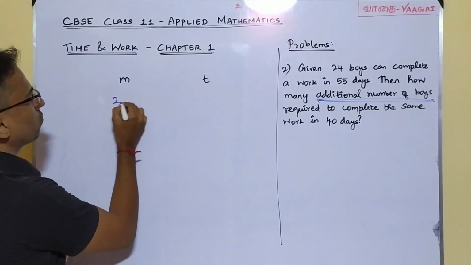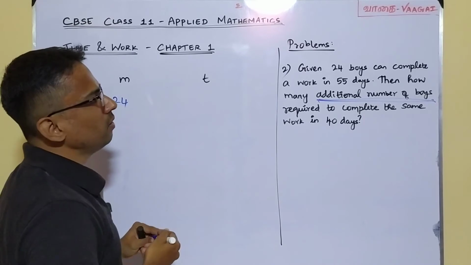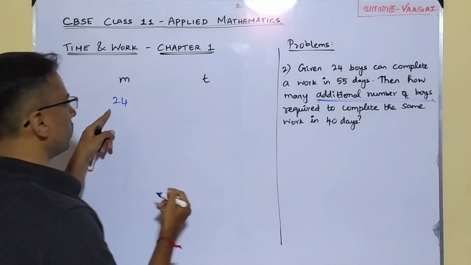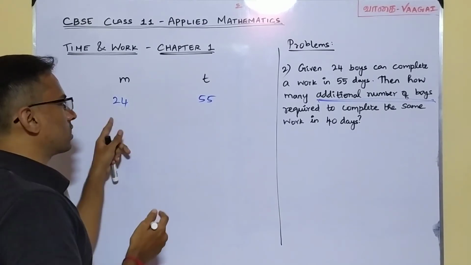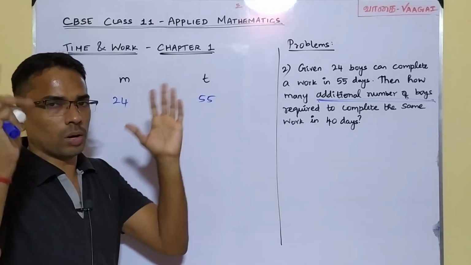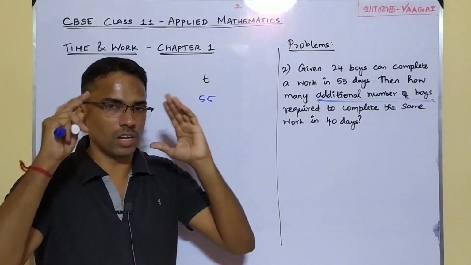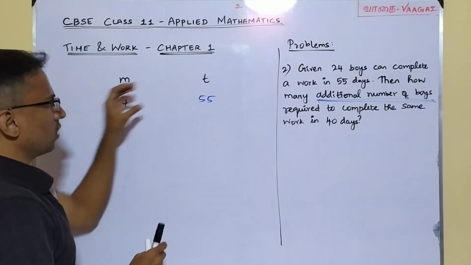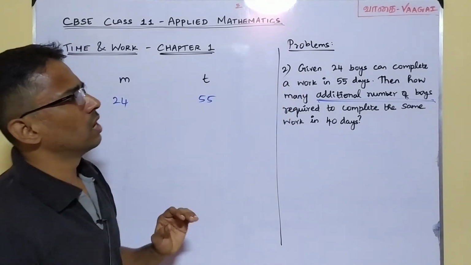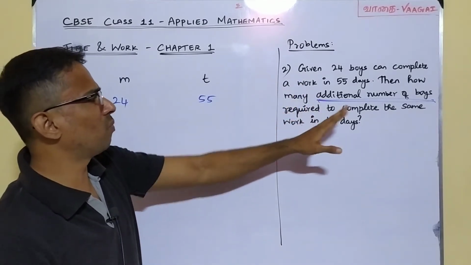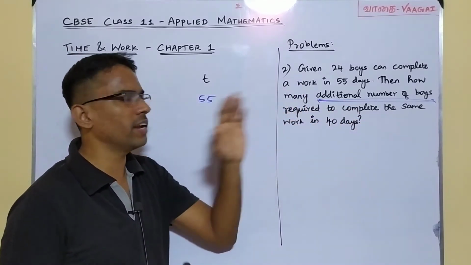So 24 boys can complete a work in 55 days. Just ignore the boys, days and everything. Let's not confuse. So manpower is 24, time is 55. That's it. And yes, continue the question. Then how many additional number of boys are required to complete the same work in 40 days?